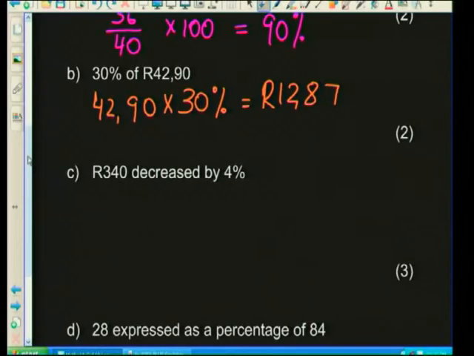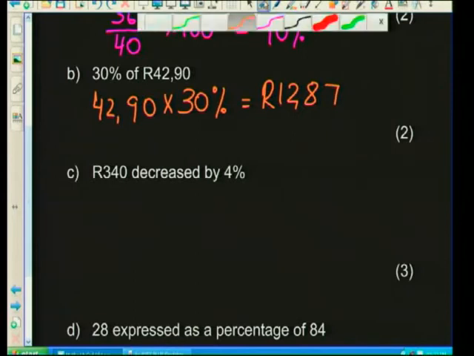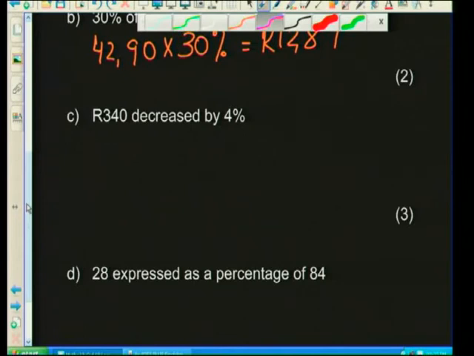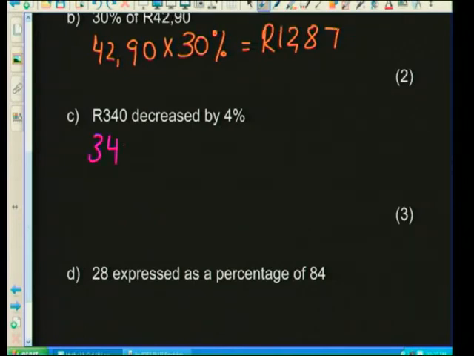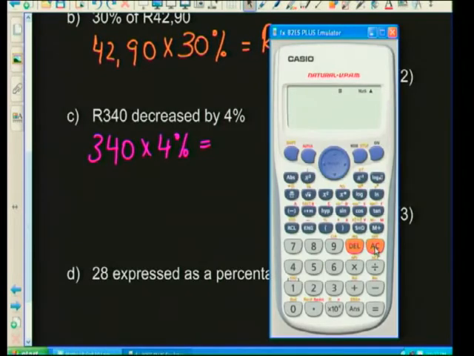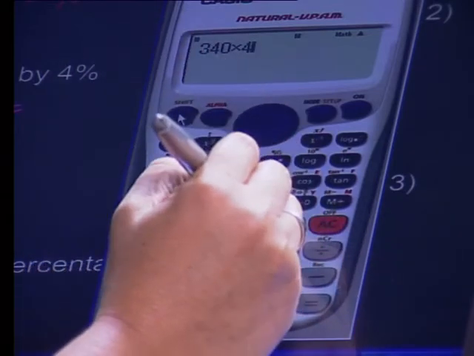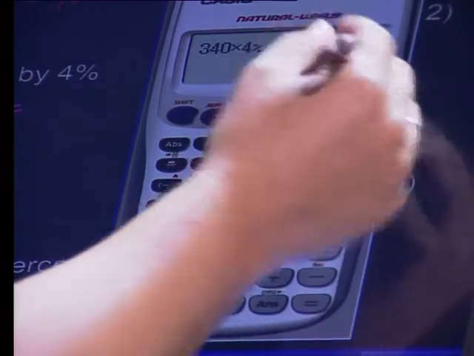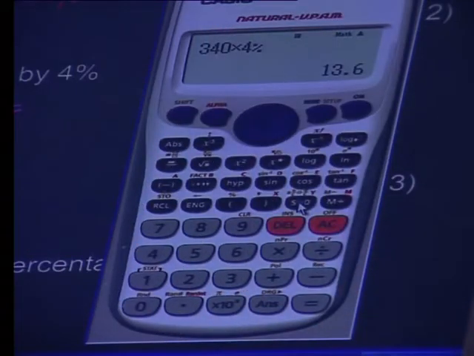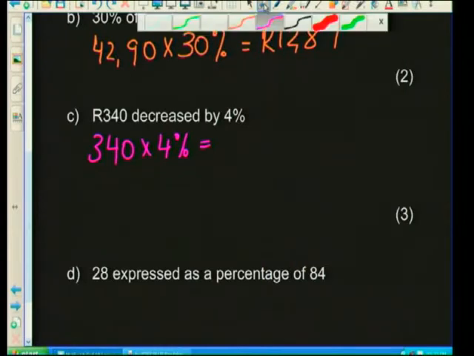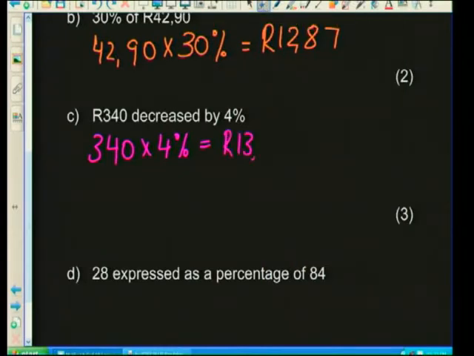Now we're going to decrease by 4%. I'm going to do this 2 ways. First, I'm going to say, well, I've got 340. I'm going to work out the 4% and get an answer. So let's work out 340 times by 4%. And I get an answer of 13.6. So 13 Rand 60, in fact, because we're dealing with money. So that is 13 Rand 60.